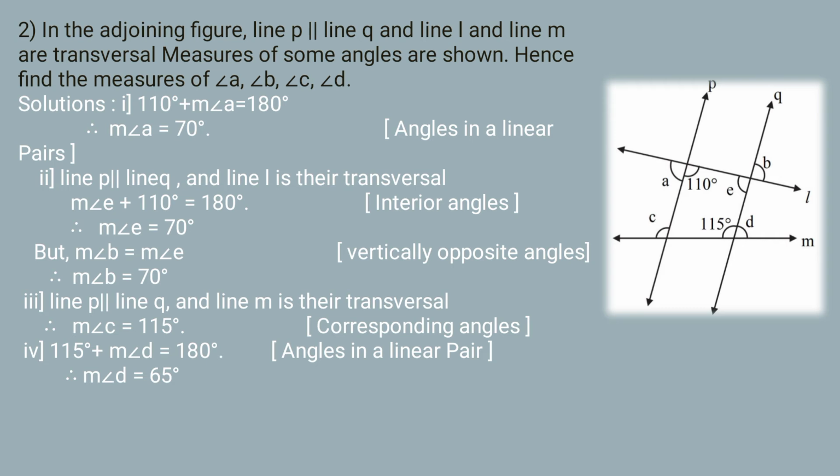Solution. First, 110 degrees plus measure angle A is equal to 180. Therefore, measure angle A is equal to 70 degrees by angles in a linear pair.